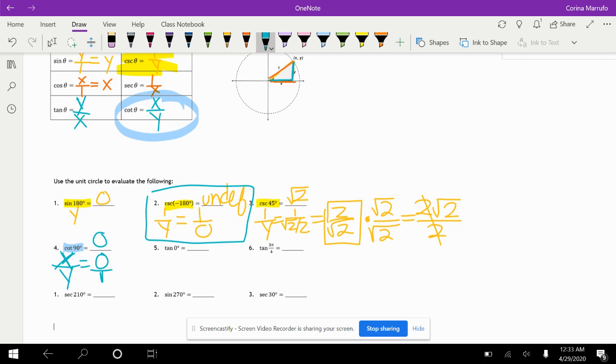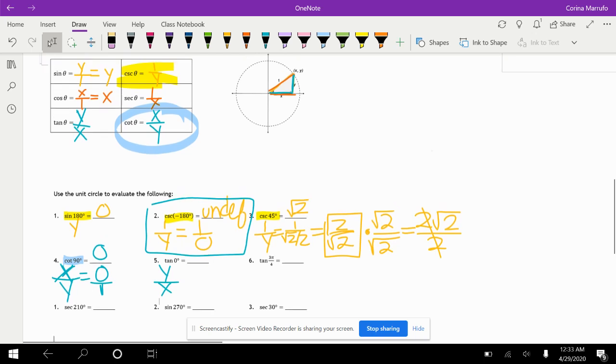All right, the next one, tangent of 0 degrees. Tangent is equal to our y value divided by our x value. So we go ahead and go up to our unit circle and we check at 0 degrees. What is our x and our y value?